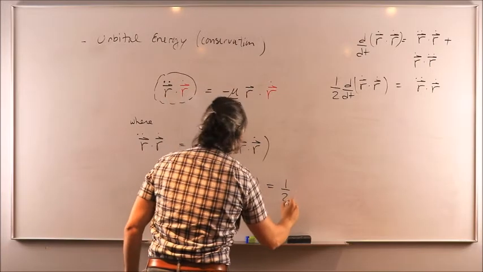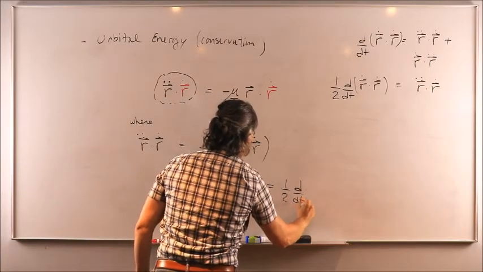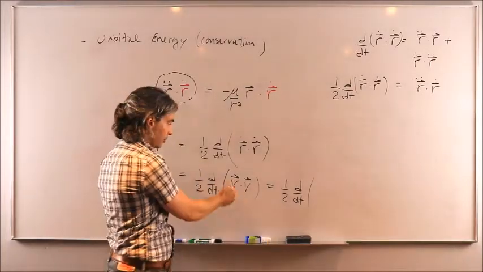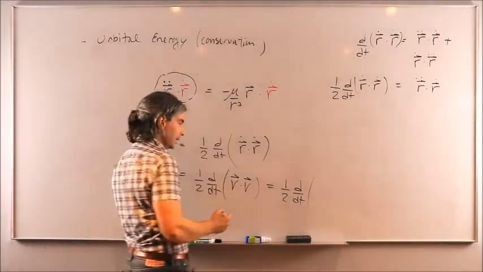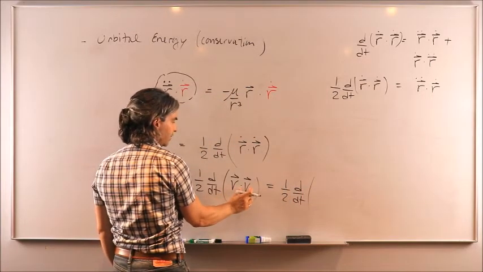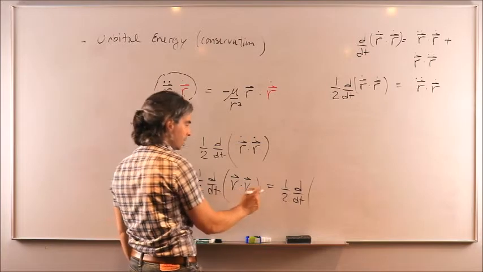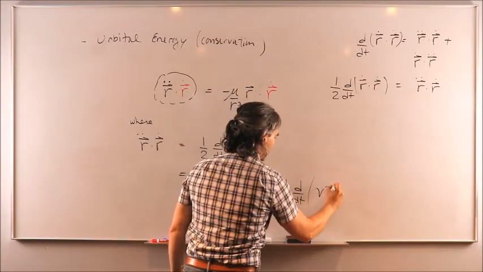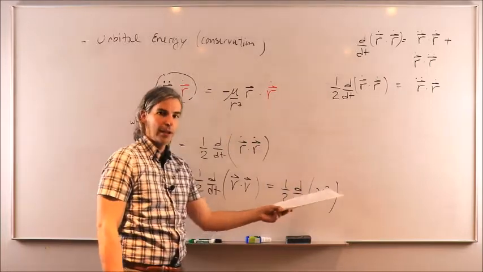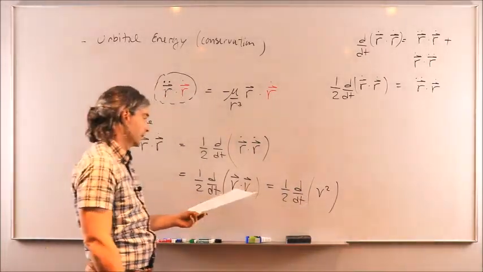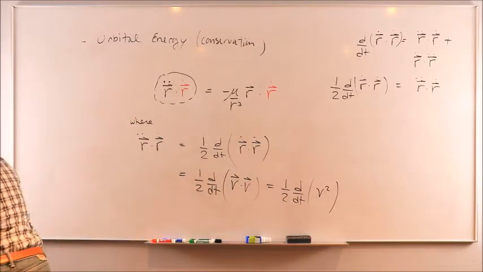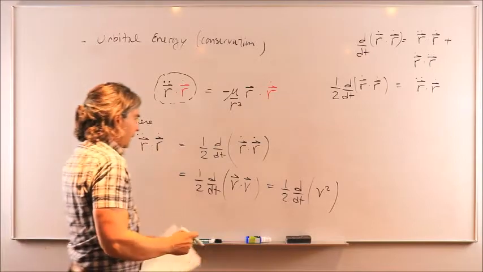Hopefully you remember from chapter 1 that a dot product of a vector with itself, because the angle between those two vectors happens to be 0 degrees, is just the magnitude of the first times the magnitude of the second, because cos of 0 is 1. So you have 1/2 d/dt of your speed squared, speed again being the magnitude of your velocity vector.